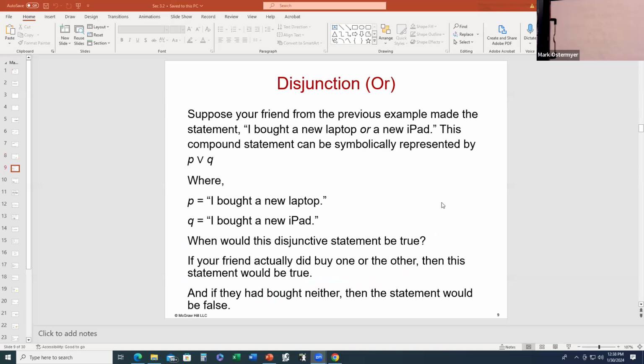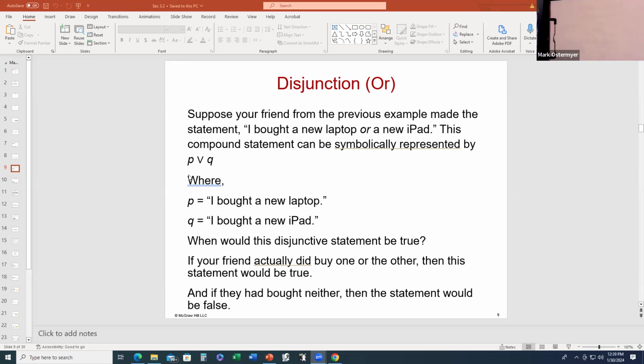How about a disjunction, which is or, the same thing as the union back in set theory? Suppose your friend from the previous example made the statement, hey, I bought a new laptop or a new iPad. How does or change from and? Is or more restrictive or less restrictive than and as far as it being true? Well, symbolically, it's represented as P with an upside down V, Q. That means P or Q in logic. P is a simple statement that I bought a new laptop. Q is a simple statement that I bought a new iPad. When would this disjunctive statement be true?